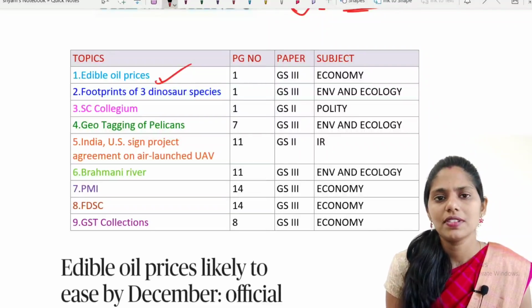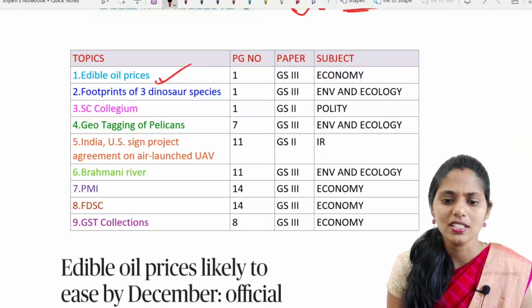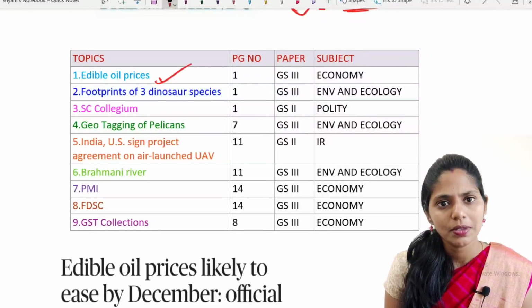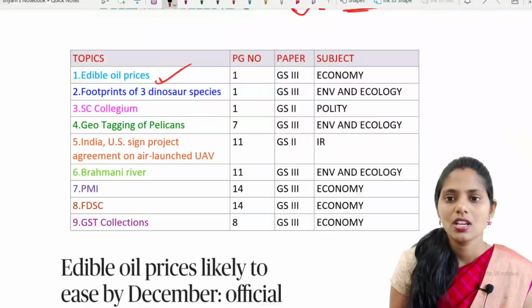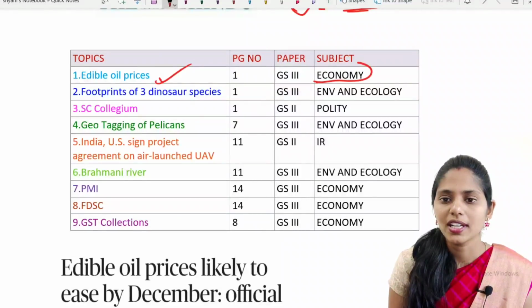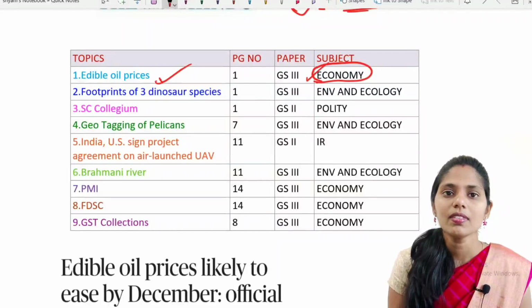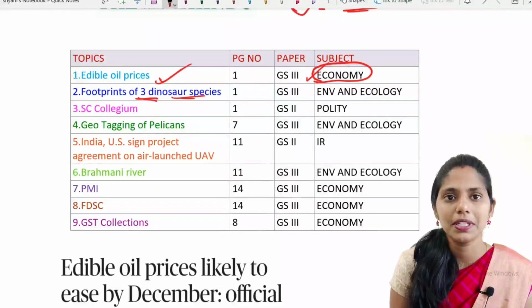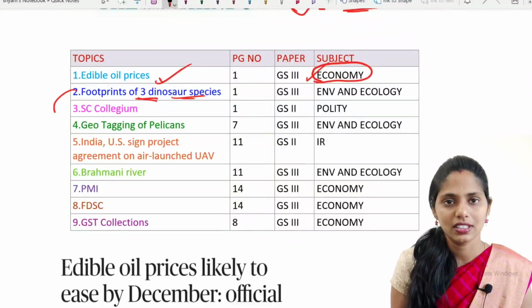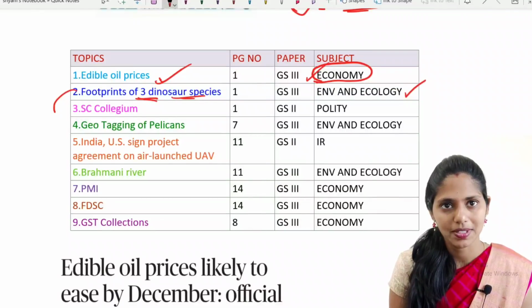Actually, from the last 1 year onwards, we are seeing an increase in edible oil price. Now in this December we are going to see some ease in edible oil prices. This article will be important regarding economy which comes in GS paper 3. And the next topic is about footprints of 3 dinosaur species mainly seen in the Thar desert. This article will be important from our environment and ecology which comes in GS paper 3.